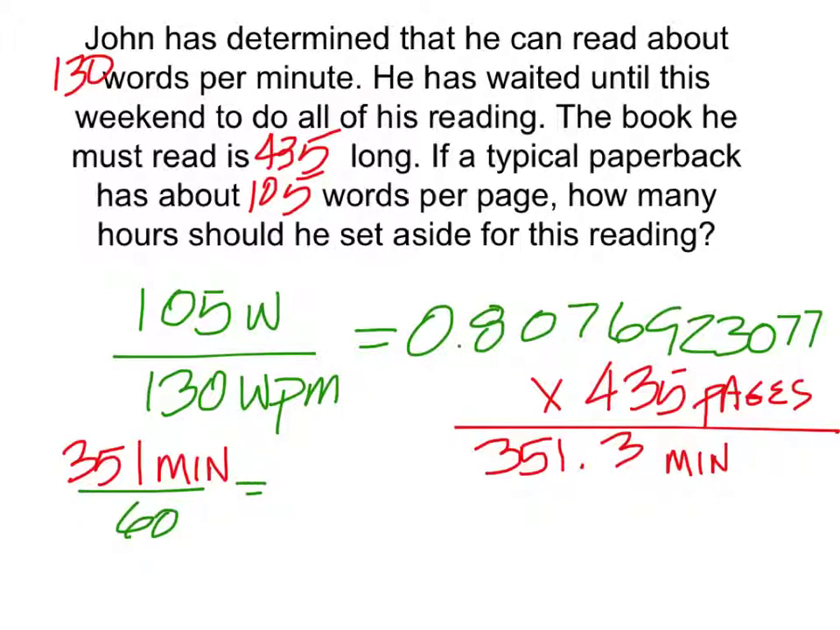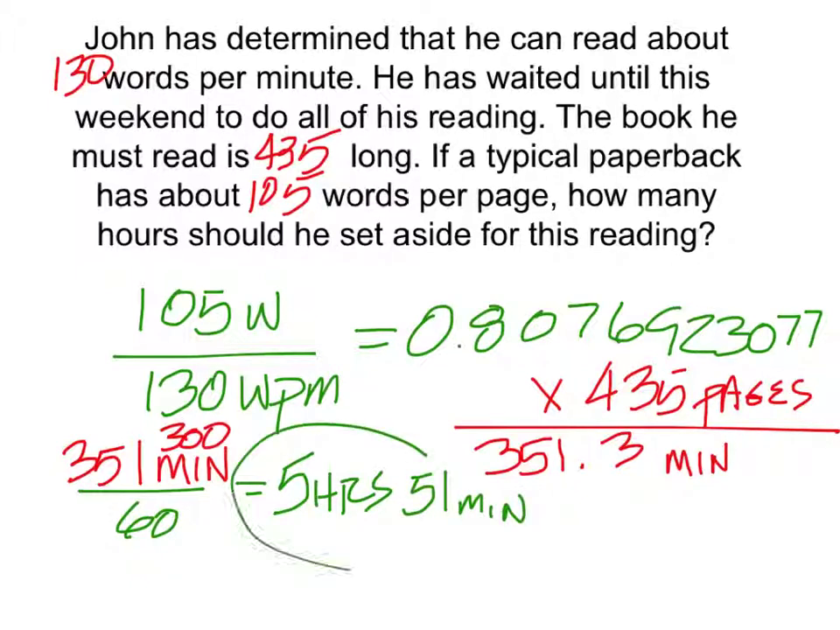351 divided by 60 is going to be 5 point something. So we have 5 hours. And what do we do with that 5 hours to find out what's left over? Yeah, multiply it by 60. 5 times 60 is 300. So what's the difference between 300 and 351? 51, yeah. So 5 hours and 51 minutes.